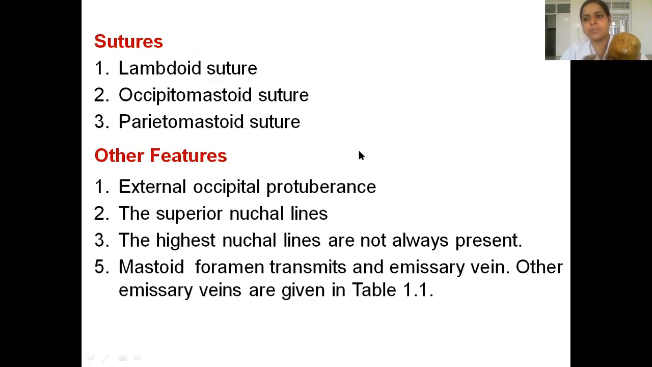Then, what are the sutures we saw? We saw this is our lambdoid suture. Then this is coronal suture. There is occipitomastoid suture. That means between the occipital bone and mastoid process, this point is occipitomastoid suture. Between the parietal bone and mastoid process also, this suture is parieto-mastoid suture. Okay.